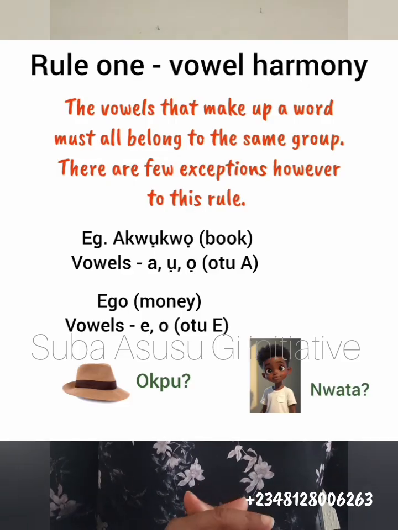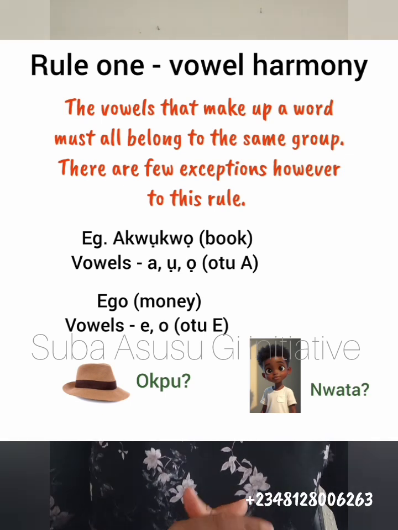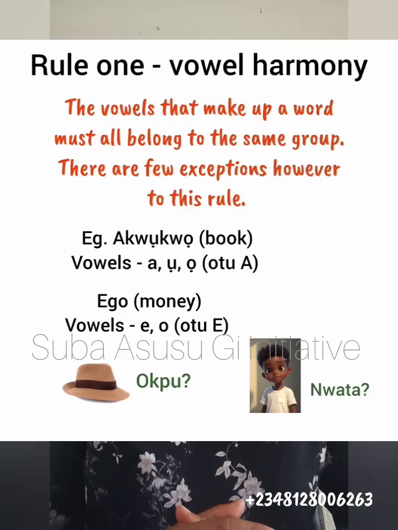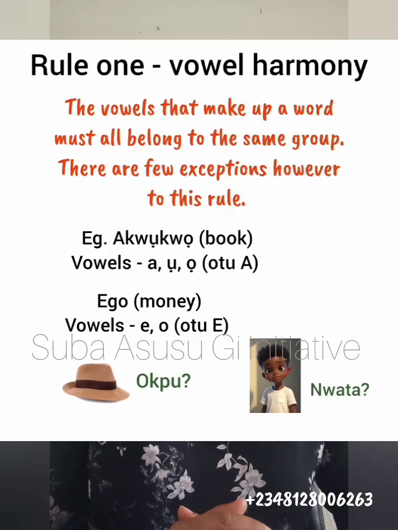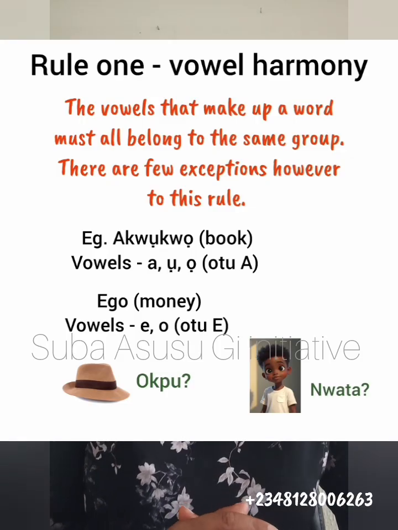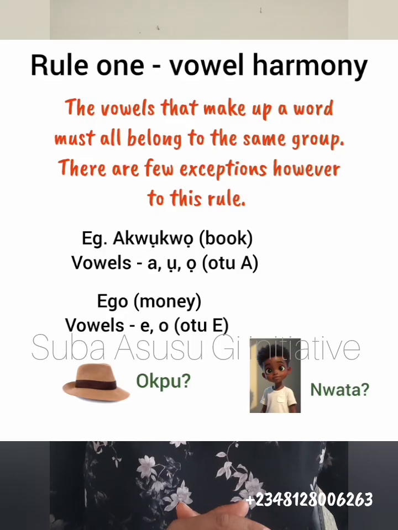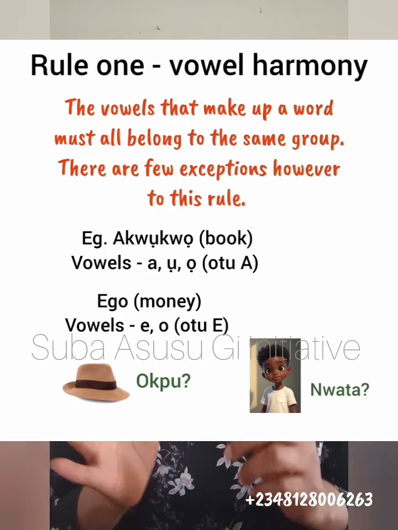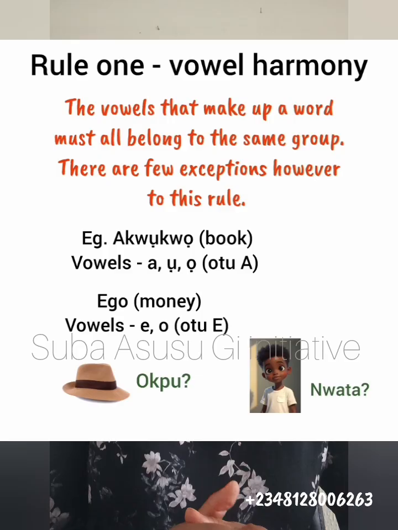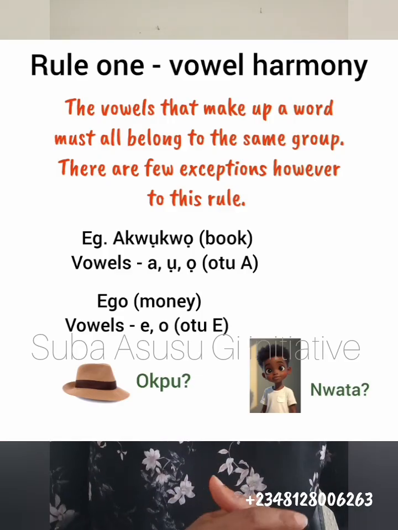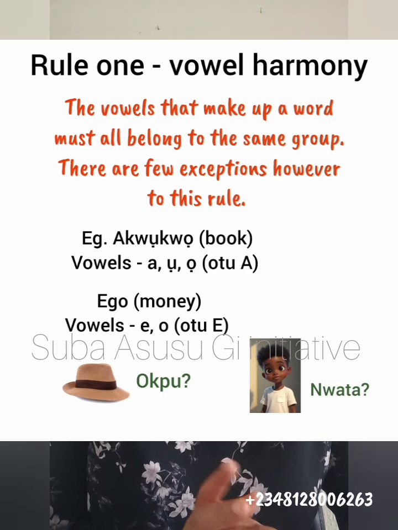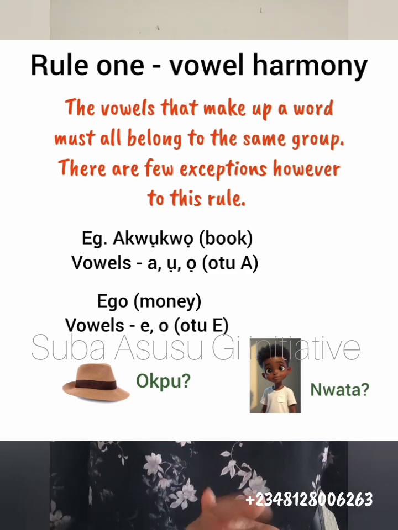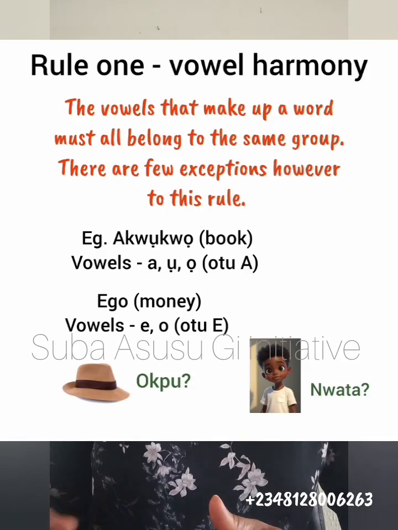Okay, the second example is the word ego. And ego means money in English. So looking at the vowels in ego, you'll find out that they all belong to otu e. Remember we said that e is the leader of the group, otu e, and then with all the vowels without dots under. Vowels with no dots under all belong to otu e. So you can see e there and o there. So this particular word ego agrees with the rule of vowel harmony.